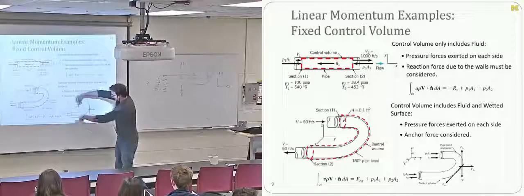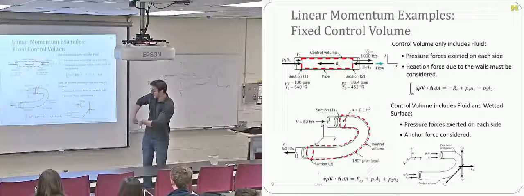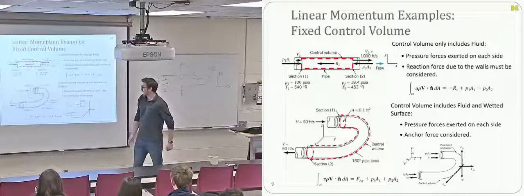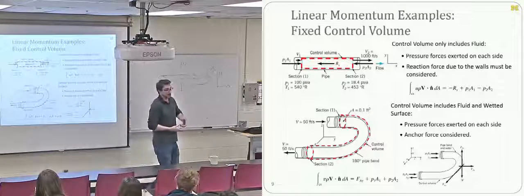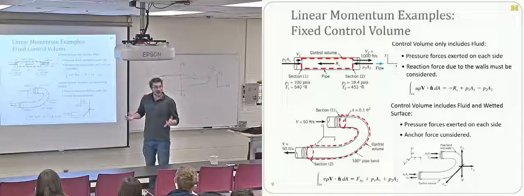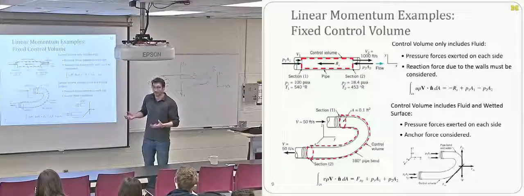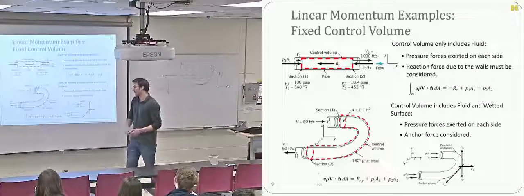So we already got pressure pushing the pipe this way. If we've got momentum flux coming in, it's also going to push the pipe towards me. And then you have some anchoring force. If you're assuming this is tied down or bolted onto a flange or something, there's some anchoring force acting on the pipe, and therefore is being transferred to the fluid because of equal and opposite reactions.